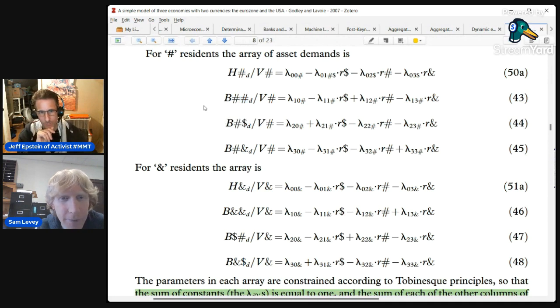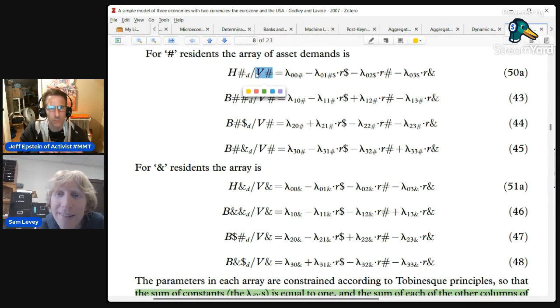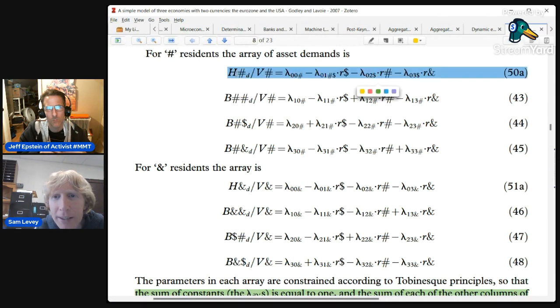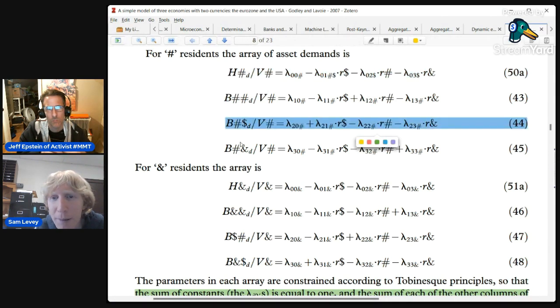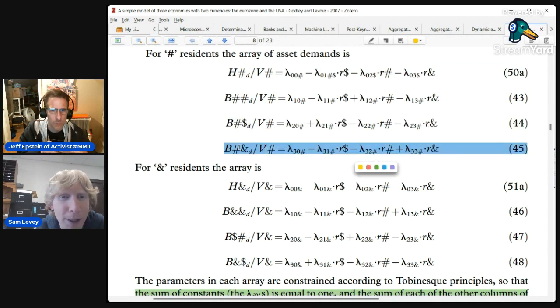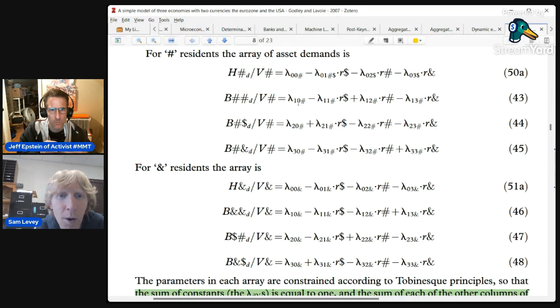I understand. Okay. So these are asset demands, right? So this is like I live in the hashtag country. Maybe that's France. I live in France, and I want to keep some of my wealth in the form of money, some of it in the form of French government bonds, some of it in the form of U.S. government bonds, some of it in the form of Greek government bonds. Okay. And so each one of these equations tells you what fraction of your wealth you're going to keep in those different forms.